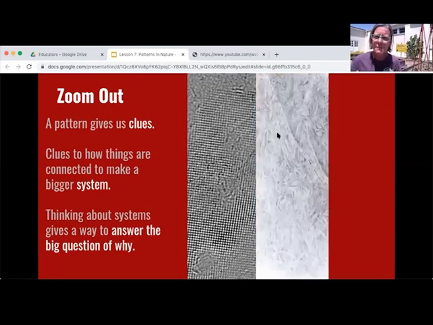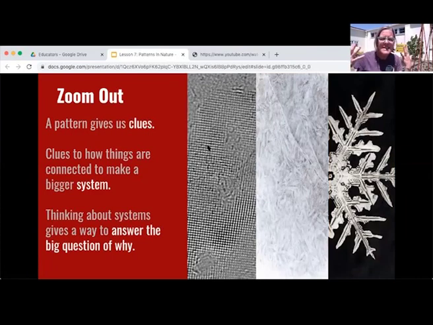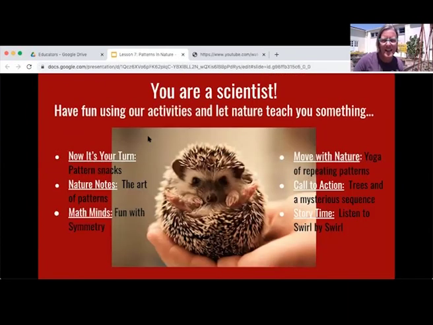Are we noticing something else now that we get a broader perspective of what this pattern might be telling us? It might be part of a bigger system. And lastly, when we zoom all the way out, we can say, aha, I see what that is, right? It gives us a different perspective, right? And helps us answer big questions about why things are happening when we know they're all connected.